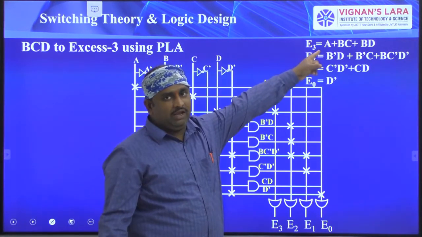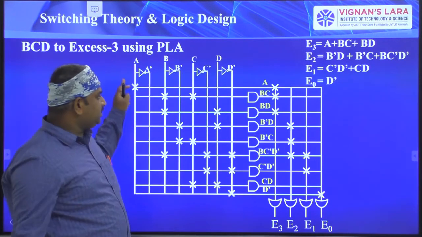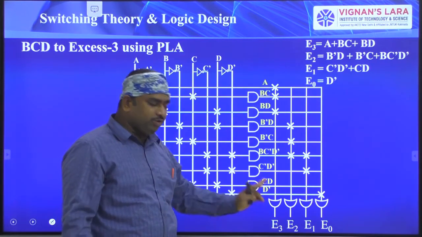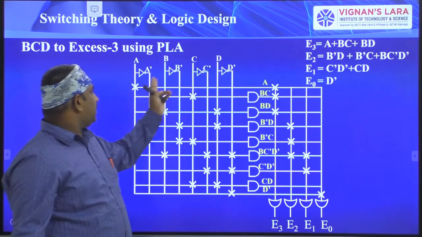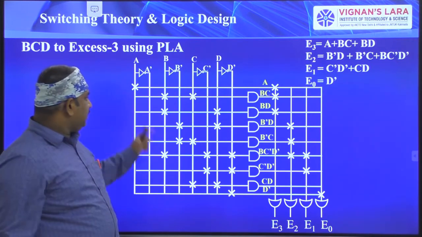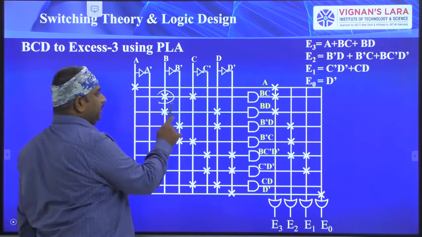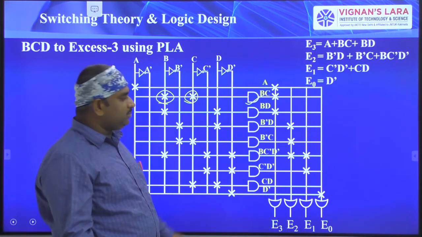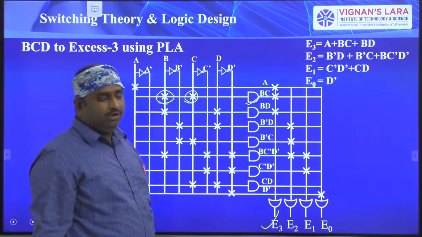So see here, first A, BC, BD. This is A, where I have shorted here. From this line I have drawn the complete line, and this complete line is connected to this OR gate. That is, E3 is connected to this line. This line is connected to the A signal, that is, one of the OR gate inputs is equal to A. Next, second, BC. This is the B signal and this is the C signal. So this AND gate gives the BC product, that is B into C. That BC line is also connected to this E3.